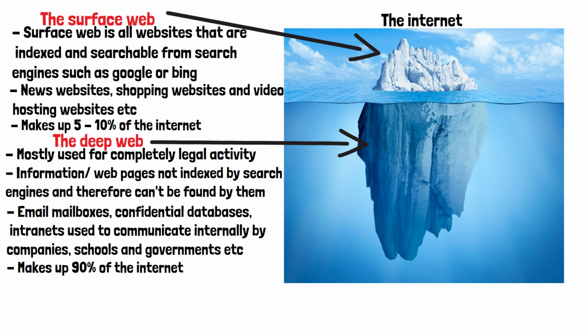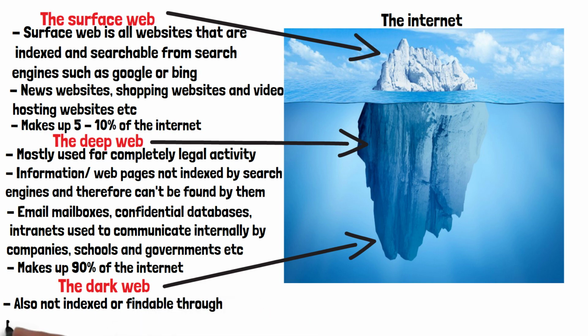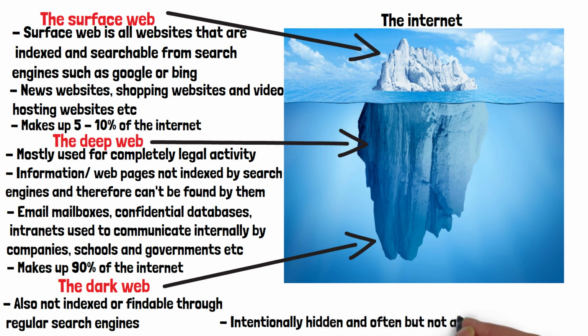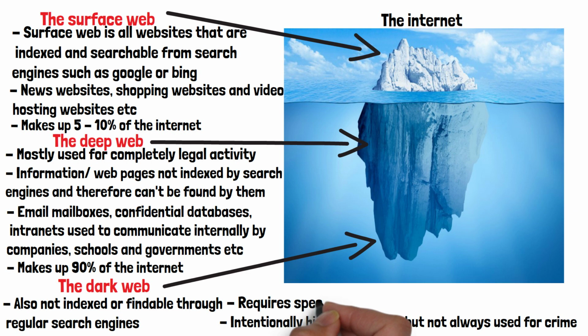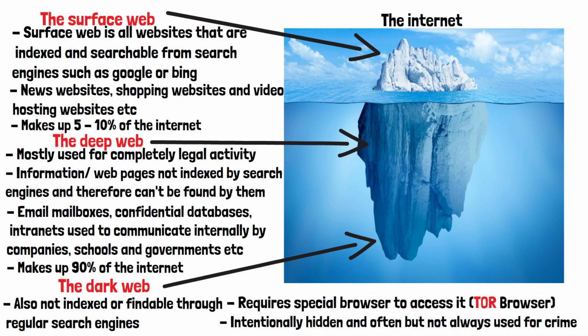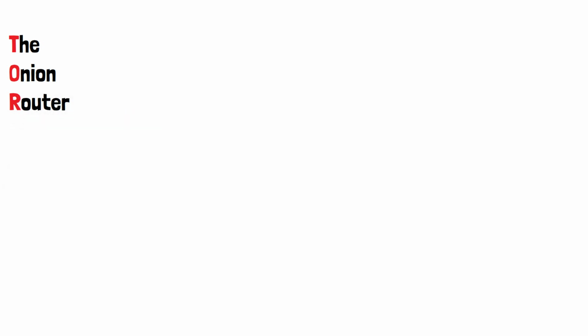That brings us on to the final part of the internet, the dark web. This part is also not indexed or findable through regular search engines. What separates the dark and deep web is the dark web is intentionally hidden and often, but not always, used for crime. Another difference is you need a special browser to access it. The most commonly used is called Tor and stands for the Onion Router.